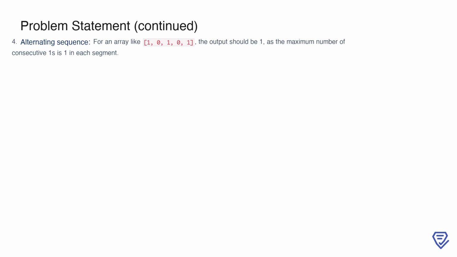Finally, for an alternating sequence like 1, 0, 1, 0, 1, the maximum number of consecutive ones is just 1, as each segment of ones consists of a single element. These examples and edge cases help us understand how the problem handles varying input scenarios and prepares us to consider multiple approaches for solving it.